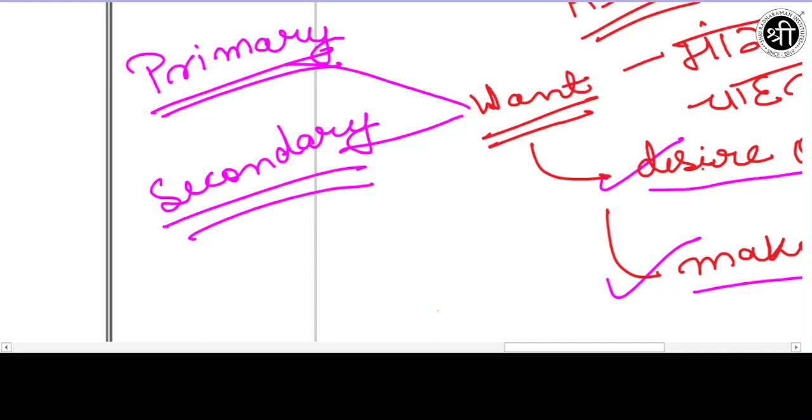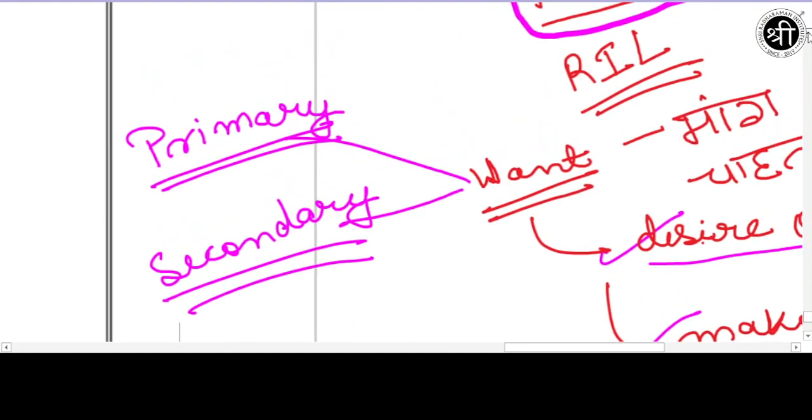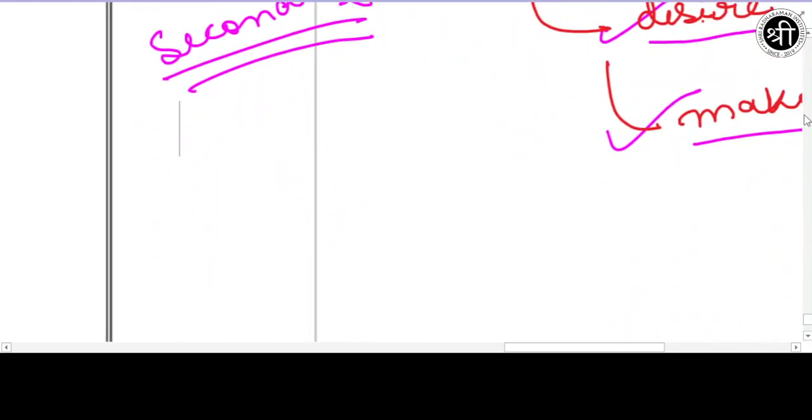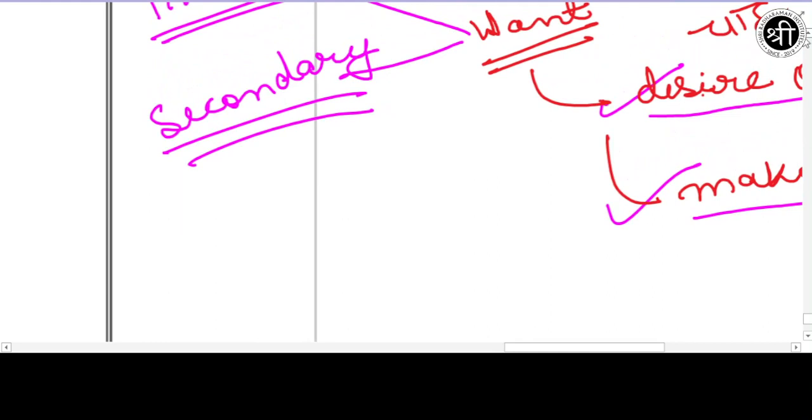So you will have two types of want. One is the primary want, which you need at any cost. This want needs to be fulfilled. And the second one is the secondary want, which means that after you have gained the primary want, you might have the secondary want. Now the secondary want can also be classified further under two headings.